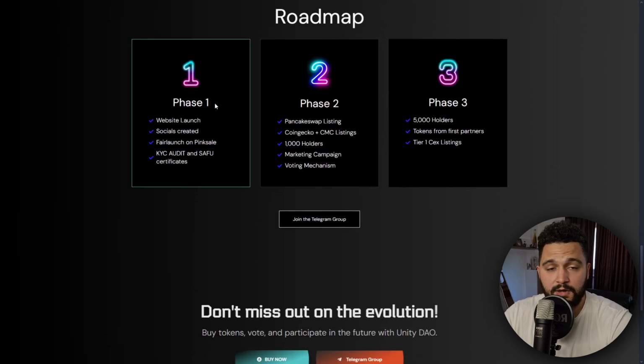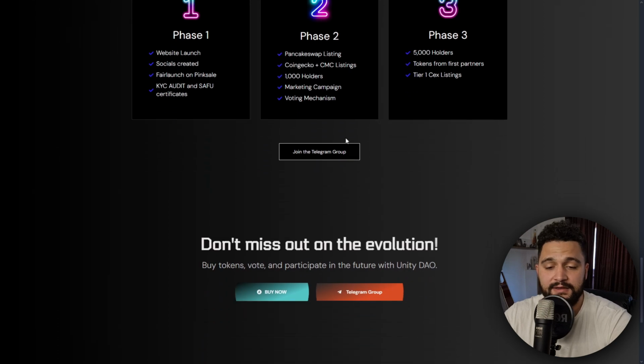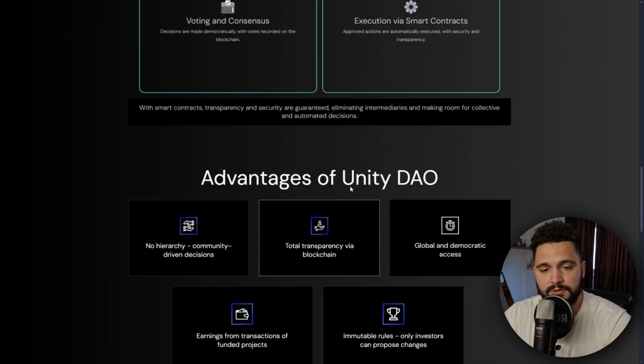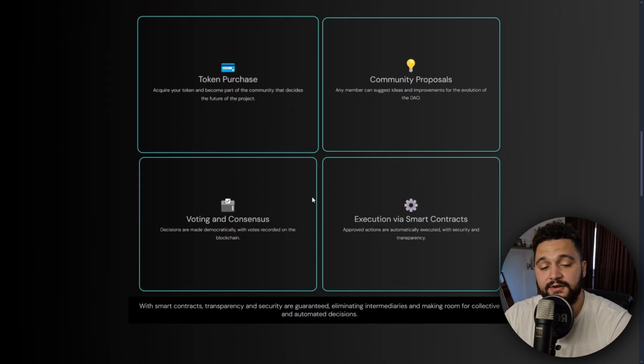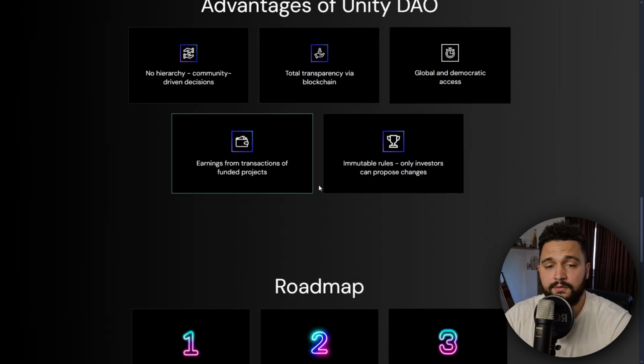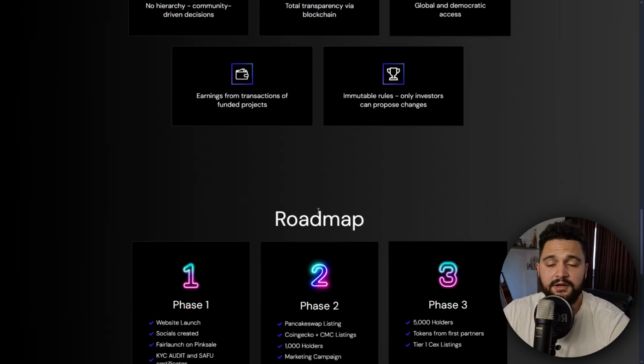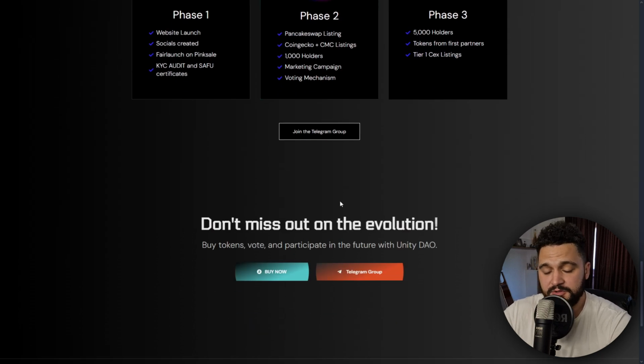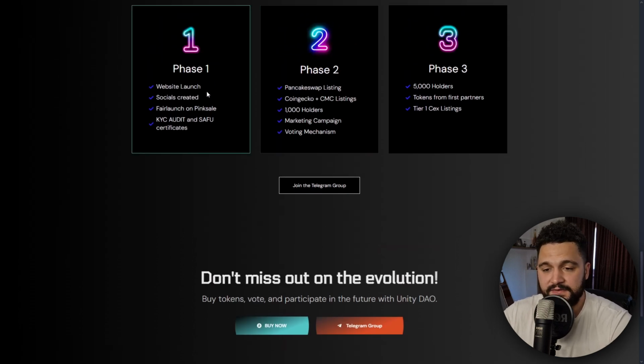Roadmap, as we can see, first, second and third phase, and you can check their Telegram group on almost every part of this project. You can see their Telegram group is one important part of their community. If you're interested, check it out, the link is also in the description of this video. In the first phase, we have website, socials, fair launch on Presale, KYC, audit and CFA certified. They have done KYC, they have done the auditing of their smart contract, and they have passed it with a high score.